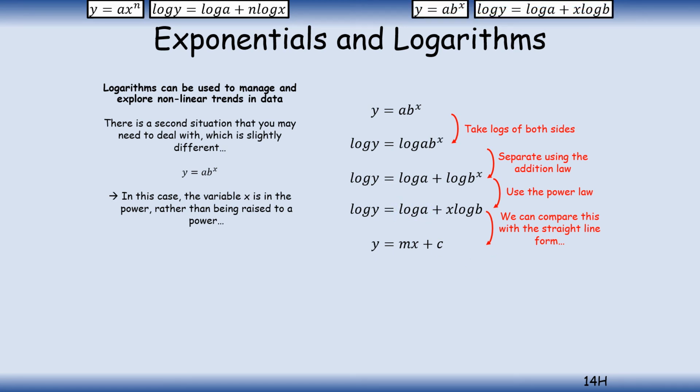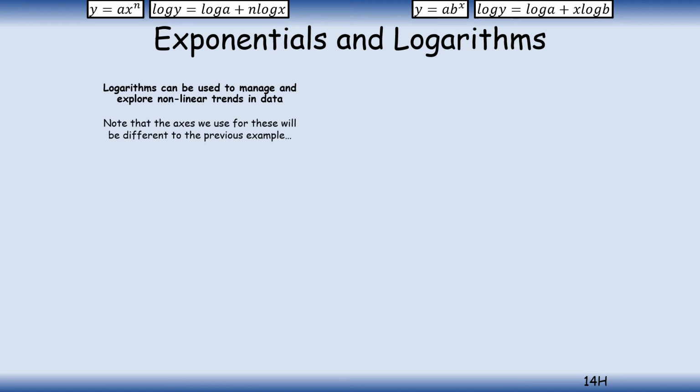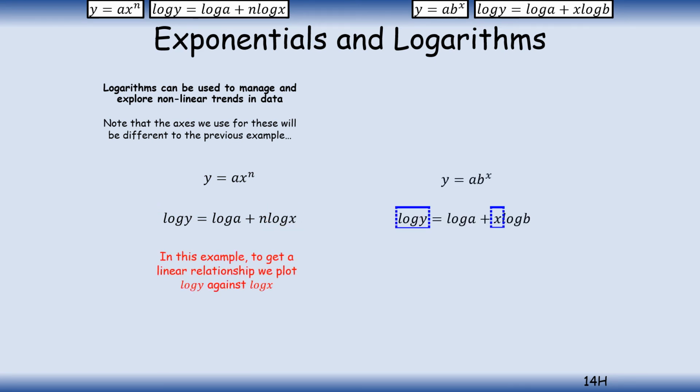So if you have x as the power, then you write this as log y equals log a plus x log b. So these are the two separate equations. In the previous example, to get a linear relationship, we plot log y against log x, like we did a little while ago. In this example, we plot log y against x. So that is the difference between how we plot these two.